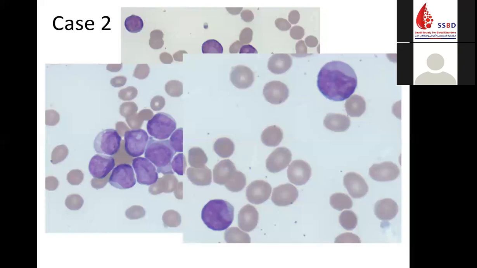So would you agree with me that this case is, of course, an acute leukemia? We have 90% and more circulating blasts. So this is an acute leukemia. But can we define the type of blast by morphology? Is it a lymphoblast or myeloblast in this case?